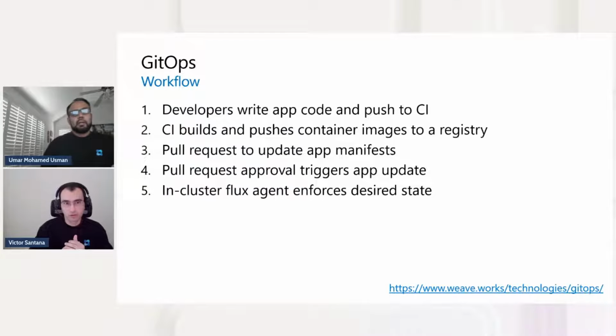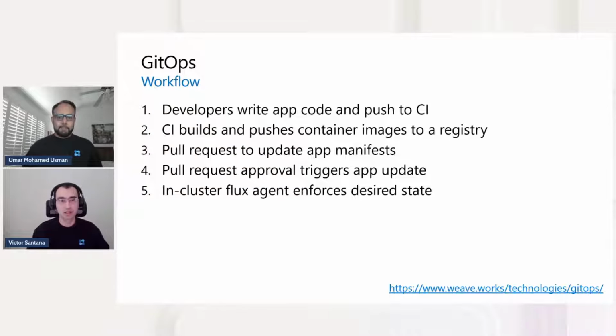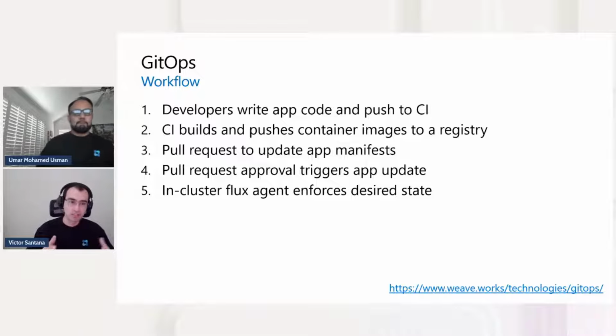So I have a question, Mark. Looking at those five steps that you just explained: developers writing the code, the CI building and pushing to the container registry, pull requests, and the regular approval process. In the cluster, the agent will go there, watch the repo, and apply those changes. How would that differ from, let's say, GitOps versus DevOps?